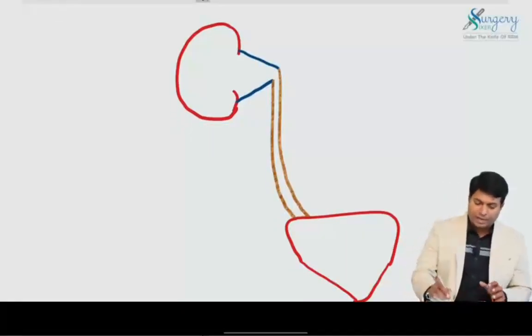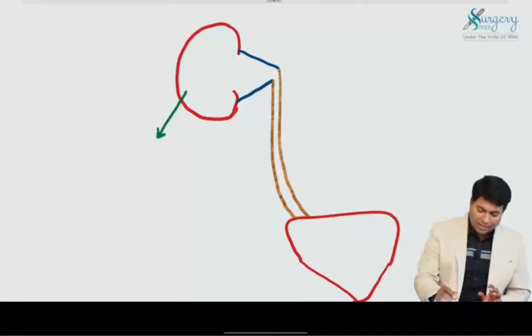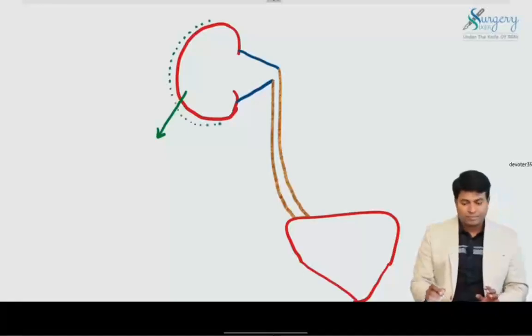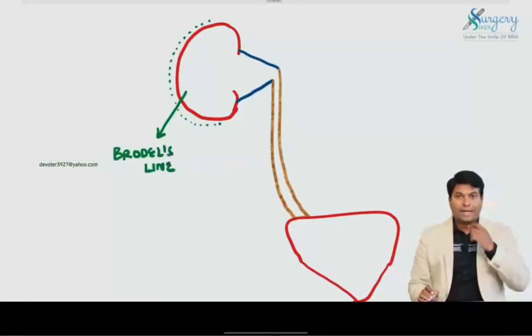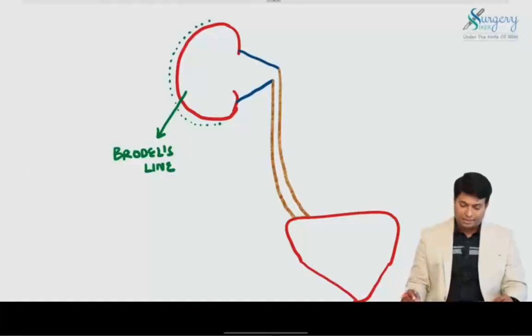In kidney, certain surgical anatomy points I want you to know. On the greater curvature of the kidney, there is one line, which is an avascular plane. What is the name of that line? The name of that line is Brodel's line. Avascular line on the greater curvature of kidney is known as Brodel's line. Please don't forget this.